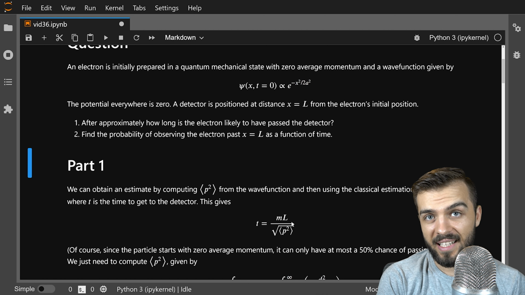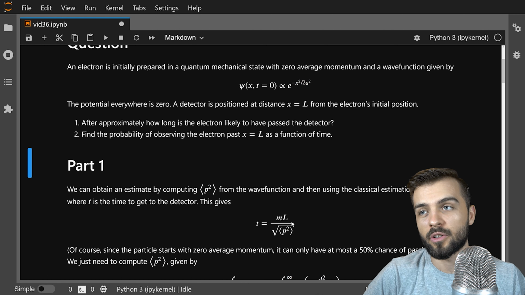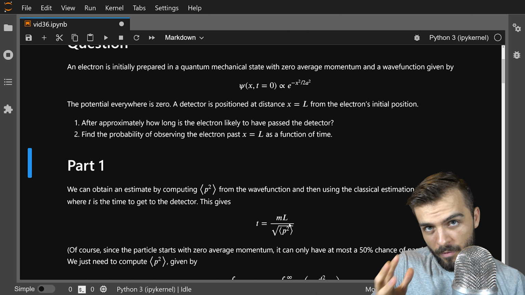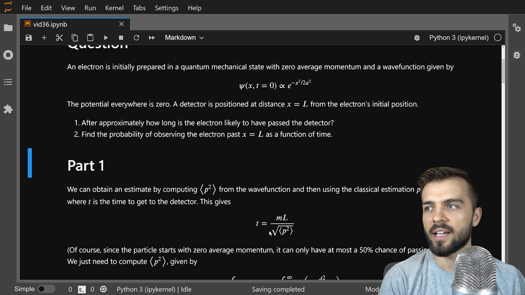This isn't going to be an exact answer, of course, because this is a quantum mechanical problem, but as we'll show at the end, this time gives a good order of magnitude estimate of how long it takes to reach the detector.